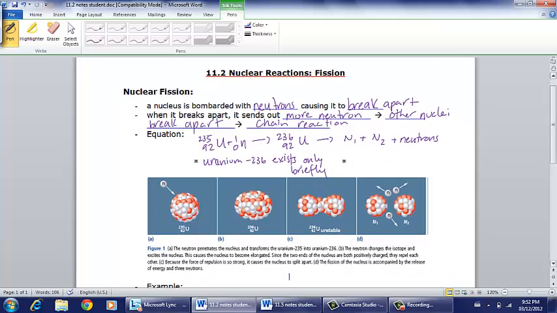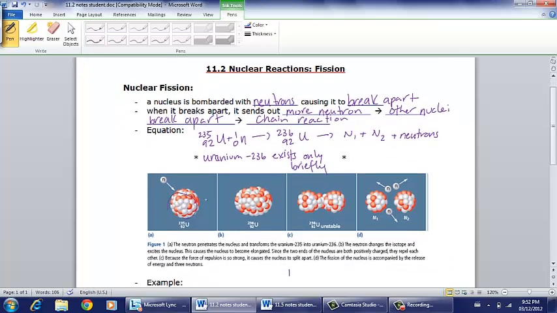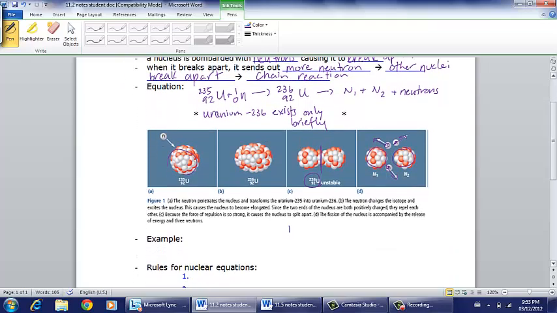Here pictorially is that same reaction. So we have uranium-235 and it's being hit by a neutron. That neutron gets absorbed temporarily. We have unstable uranium-236. So that's going to break apart. We're going to get two smaller nuclei, N1 and N2, and these additional neutrons, which are then going to go shooting off and can potentially hit other nuclei if there's other nuclei around.